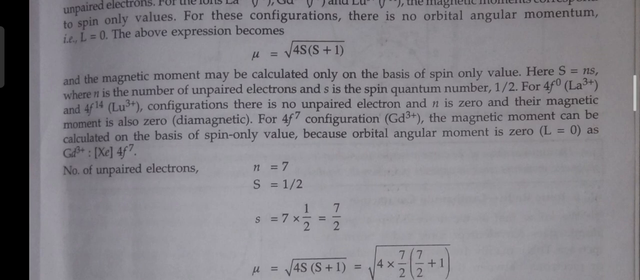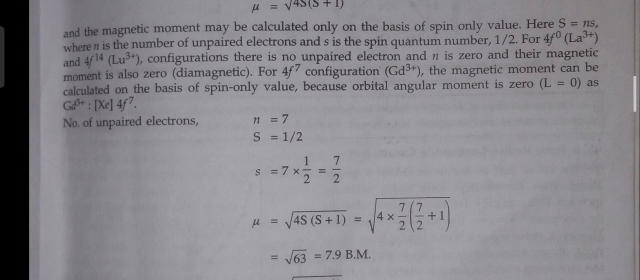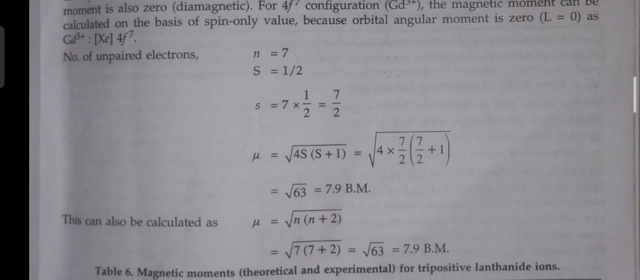For the 4f7 configuration, Gd3+, the magnetic moment can be calculated on the basis of the spin only value because the orbital angular momentum is 0, L equals 0, as Gd3+ is 4f7. The number of unpaired electrons n equals 7. s equals half. Capital S equals 7 into half, which equals 7 by 2. Mu equals under root 4 into 7 by 2 into (7 by 2 plus 1), which equals root 63, equals 7.9 Bohr magneton.